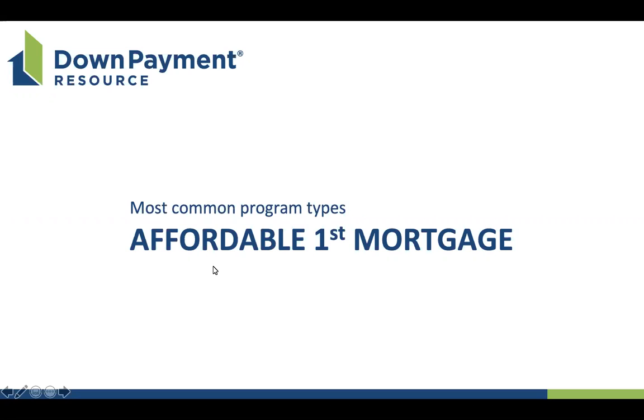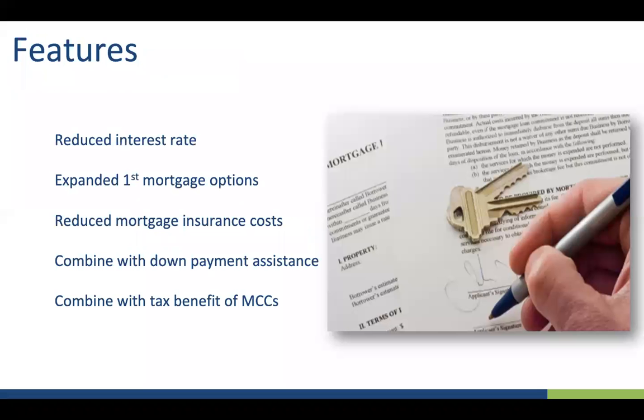And let's dig into affordable first mortgages. So the next most common type of homebuyer assistance, what does this mean? Everybody that gets a DPA gets a mortgage too. So what's an affordable first mortgage? Well, those typically come from state housing finance agencies. Every state has one, yours does.